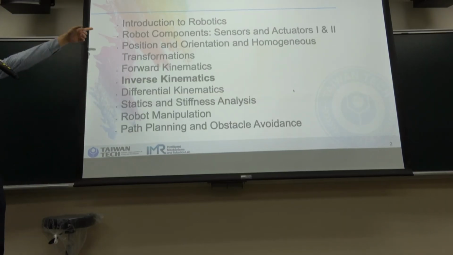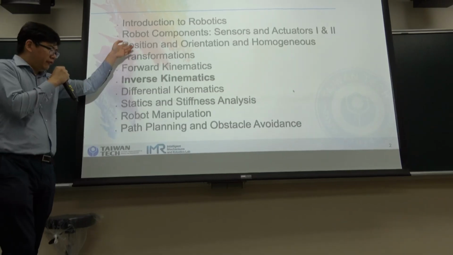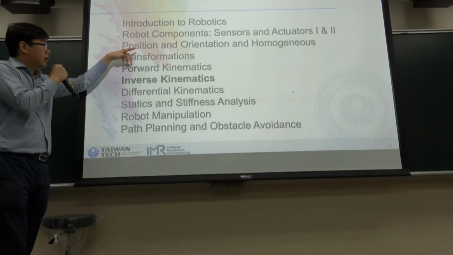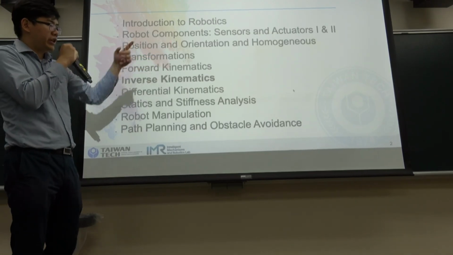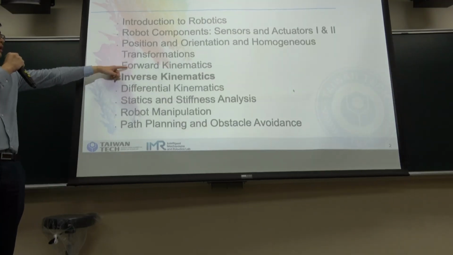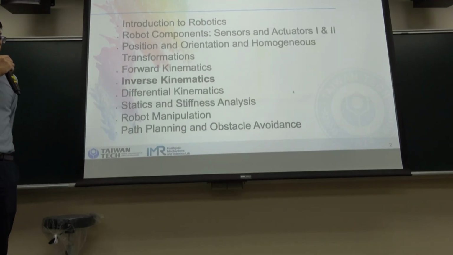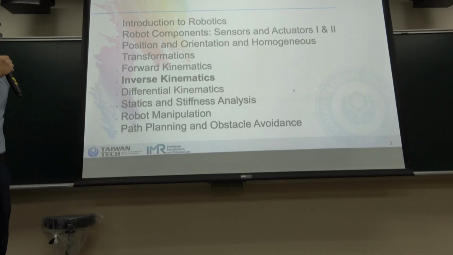So we have already finished the introduction and the fundamental mathematics of robot modeling, which is the homogeneous transformation matrix. And last week we finished the forward kinematics. And today we will be doing the inverse kinematics.